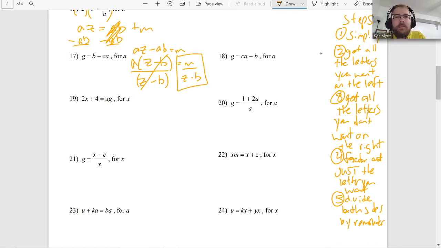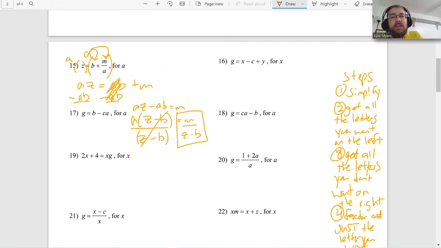It's got 5 steps. Step 1, clean it up a bit if you need to. Step 2, get all the letters you want on the left. Step 3, get all the letters you don't on the right. Step 4, factor out just the letter you're solving for. Step 5, divide the stuff in the parentheses. All right, divide the stuff. Okay. So yeah, that was a doozy. But let's move on to the next one.